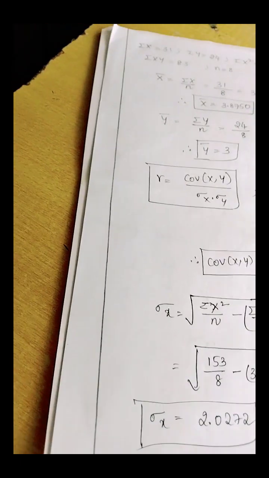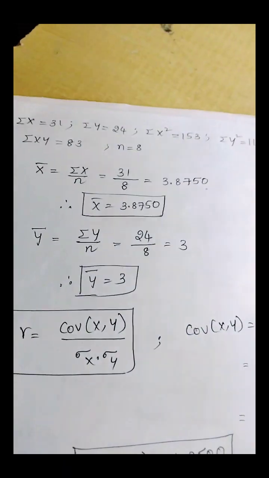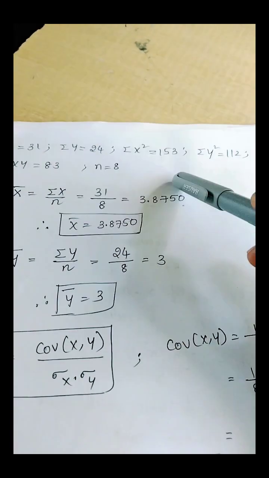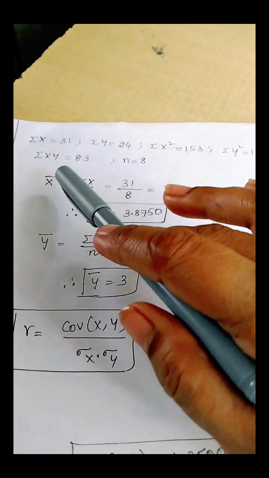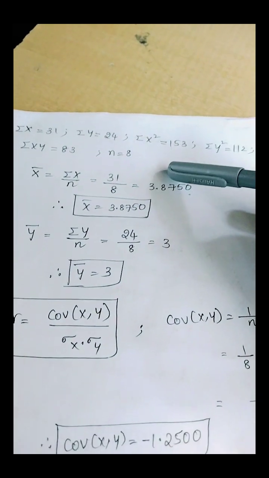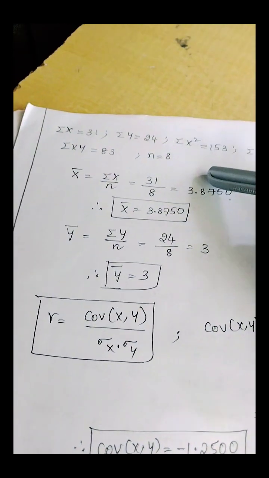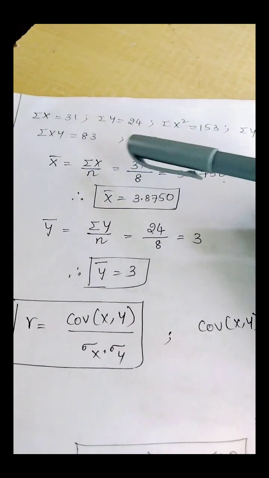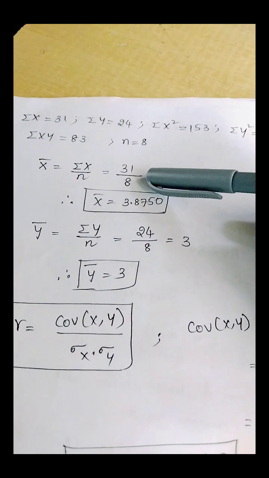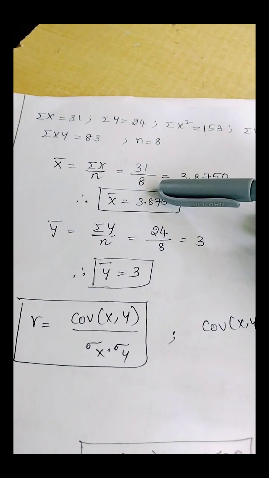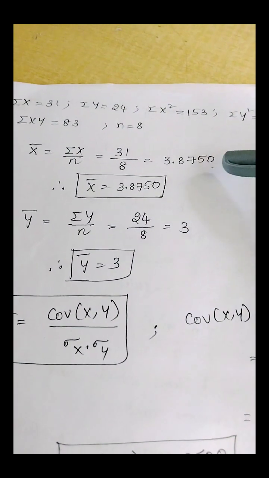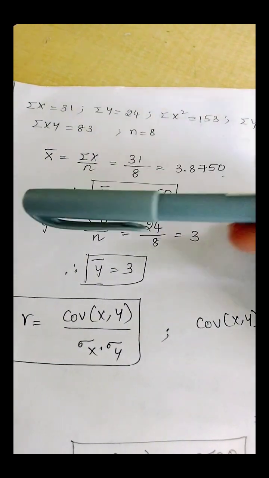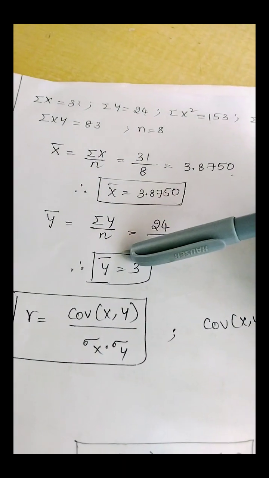For information, I am going to write all the values you have got in the previous table: summation x, summation y, summation x square, summation y square, and summation xy, where n is the number of observations. N is 8. Initially, we are finding out x bar. X bar is summation x by n. Summation x is 31 by 8, the number of observations. You get 3.8750 as your x bar. And y bar is summation y by n.